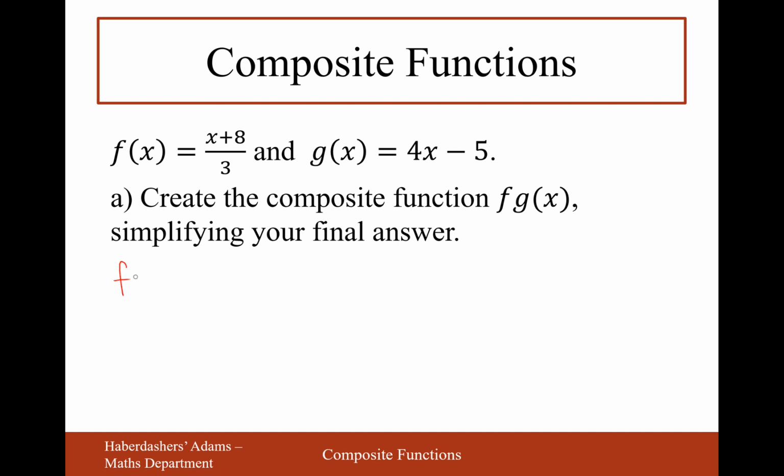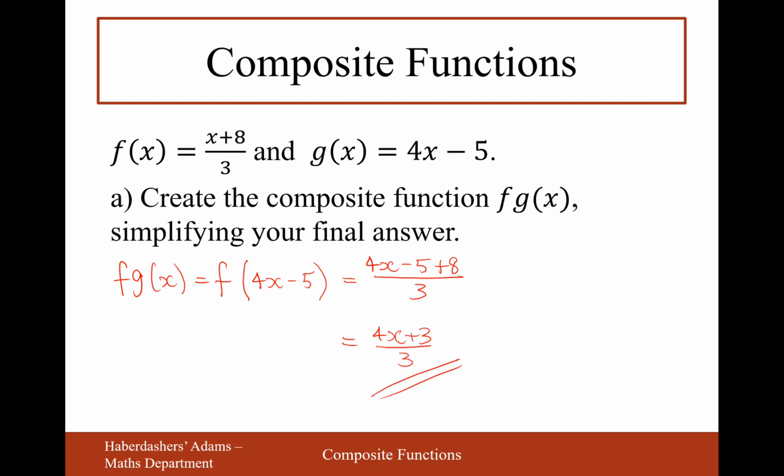Okay, so for fg of x, I'll write out fg of x equals, I'll leave the f alone at the front, and I'll write out the g function. That's 4x minus 5. Then I'm going to put this piece of algebra into the f function. So 4x minus 5 into the f function. Where x appears, I'll write this expression here, 4x minus 5, and then I'll continue the rest of the f function, plus 8, divided by 3. And then I'll simplify the numerator, 4x plus 3 divided by 3, and that will be my final answer.